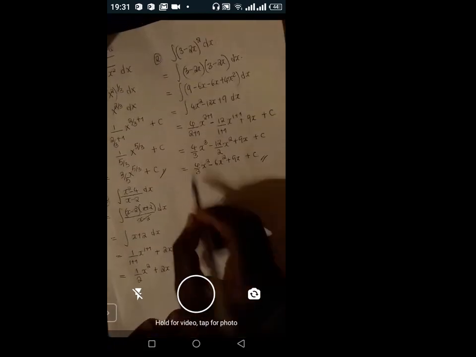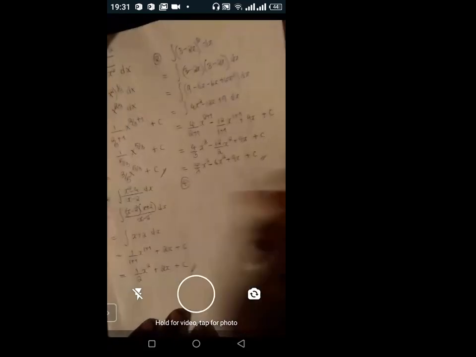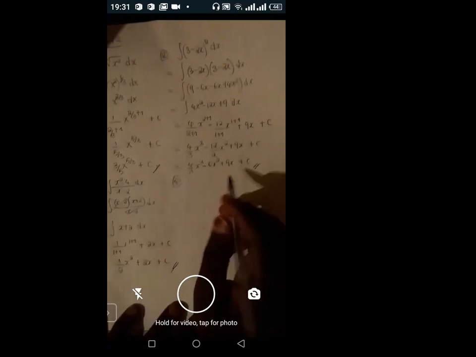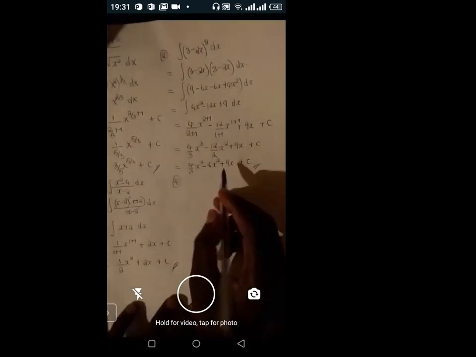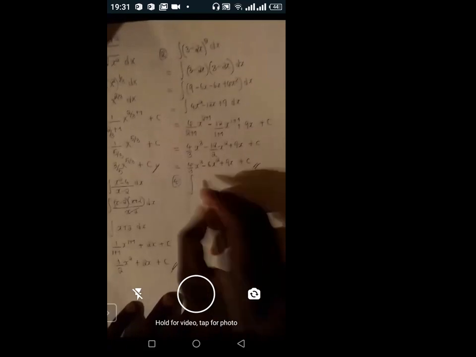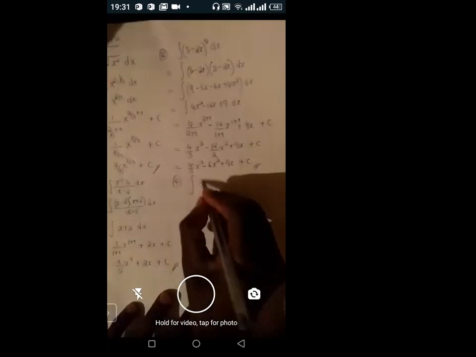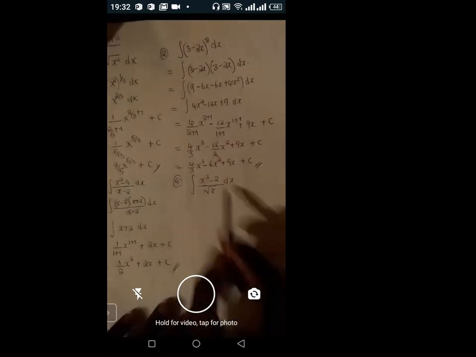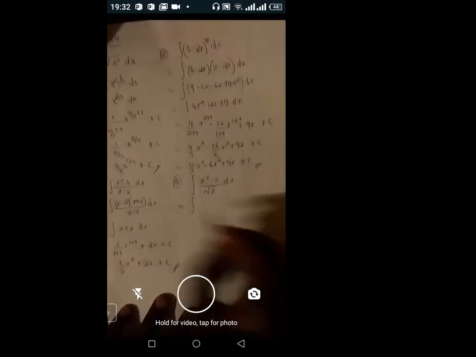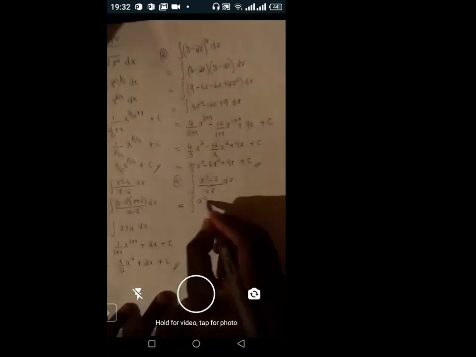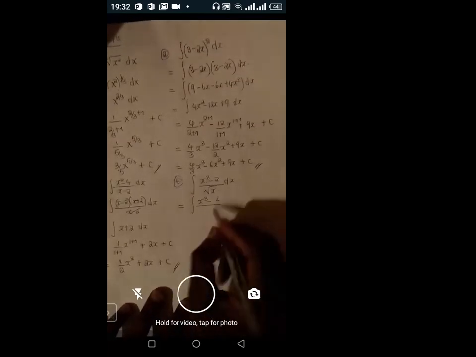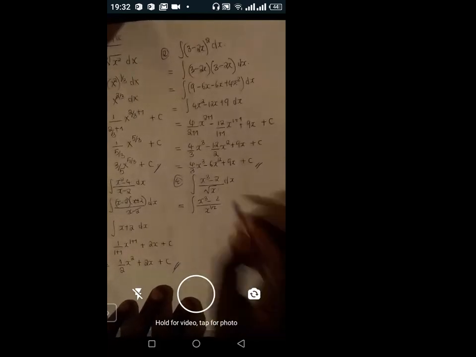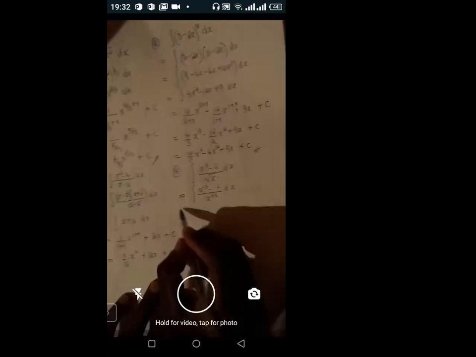So for 4, let's look at example 4. Example 4, we have the integral of x to the power 3 minus 2 over the square root of x dx. Guys, you can do some algebra here. This one is going to be x to the power 3 minus 2, then over, this one is x to the power 1 over 2 dx.